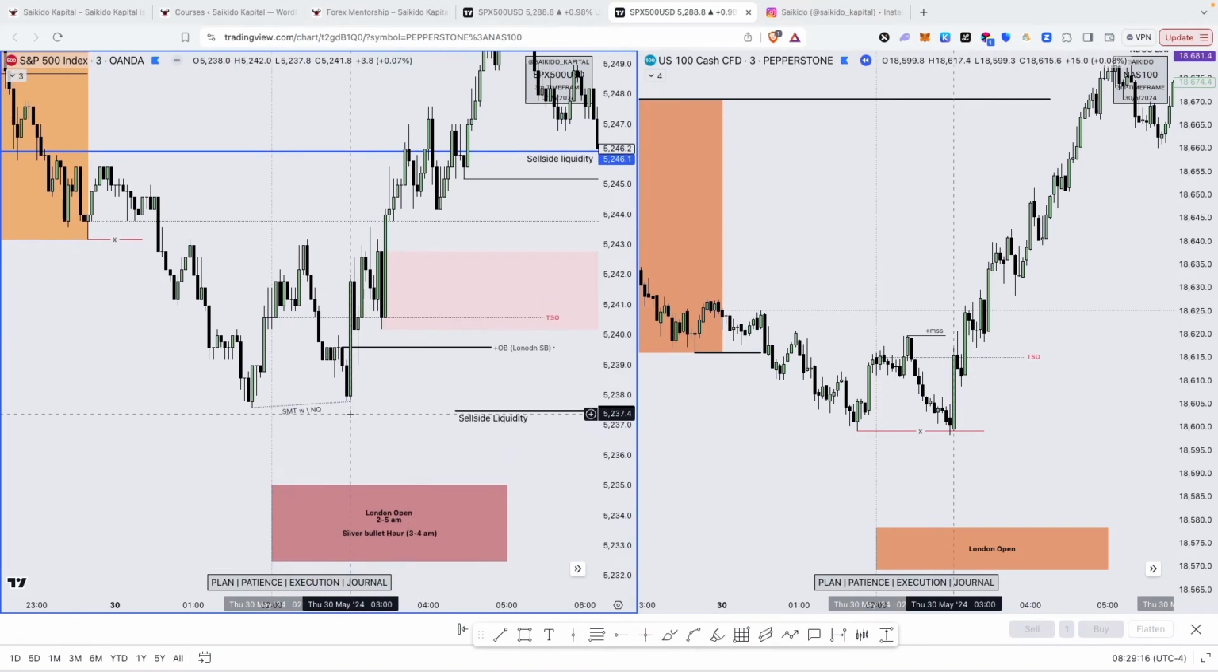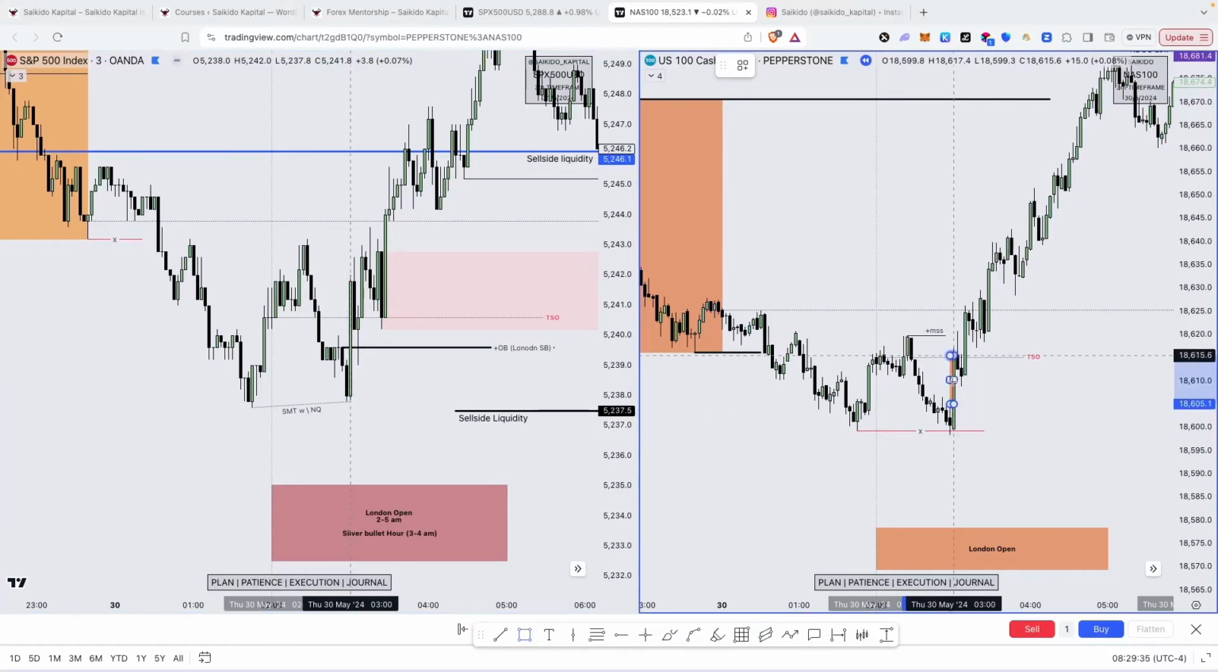So if you look now, this displacement was created exactly at 3 o'clock. Now, 3 o'clock is your what? Is your silver bullet hour. So already this displacement here, but normally I would wait for it to break the high here. But if there's an SMT divergence, I can take the first displacement candle and use the first fair value gap as my entry, and this is the silver bullet.